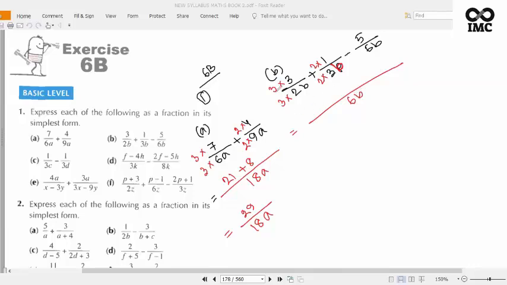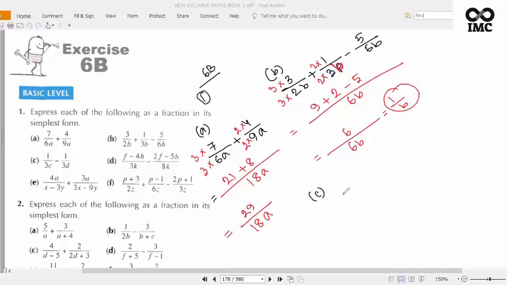6b. Now what is the numerator? 3 3s are 9 plus 2 1s are 2 minus 5. Okay. So here all denominators represent 6b because the LCM of 2b, 3b, 6b will be 6b. So 3 3s are 9, 2 1s are 2 minus 5. So 9 plus 2, 11. 11 minus 5 will be 6. So 6 by 6b. After cancelling 6 and 6, answer will be 1 by b.